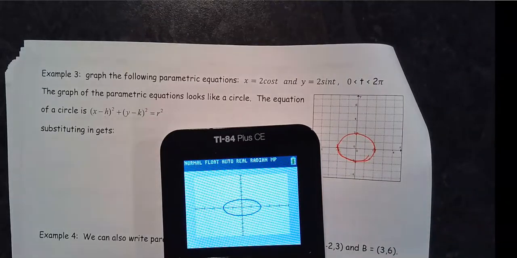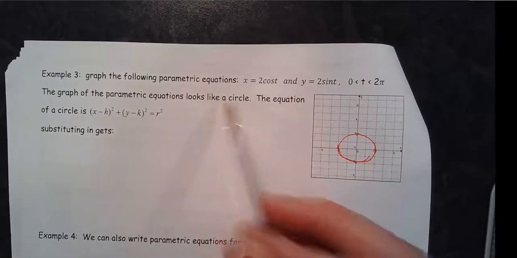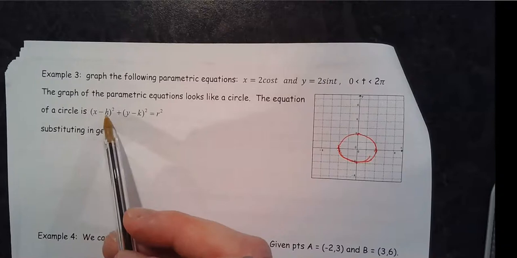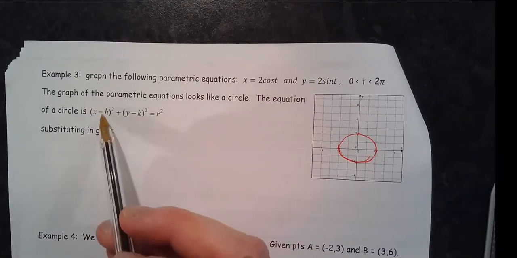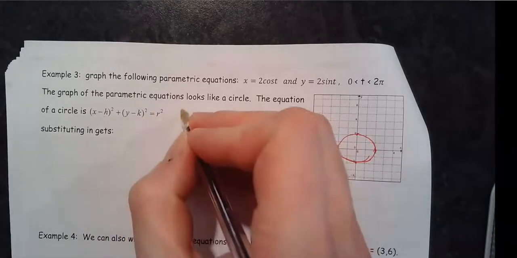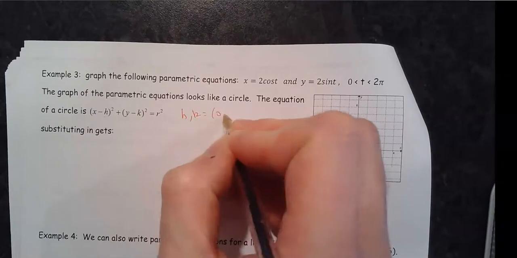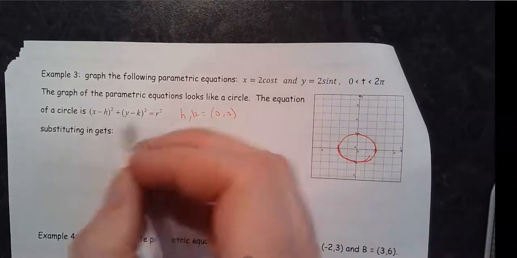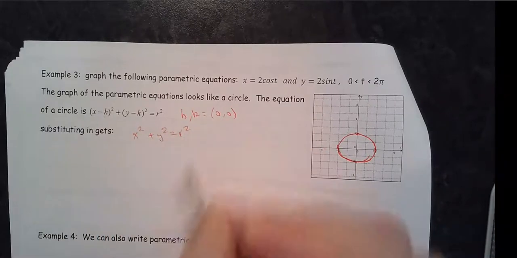You probably didn't get to this last year in Algebra 2, but the graph of this equation looks like a circle, and the equation of a circle is (x minus h) squared plus (y minus k) squared equals r squared, where h and k is the center of the circle. In this case, h comma k is 0, 0, because it's centered at the origin. So I'm just going to put x squared plus y squared equals r squared.